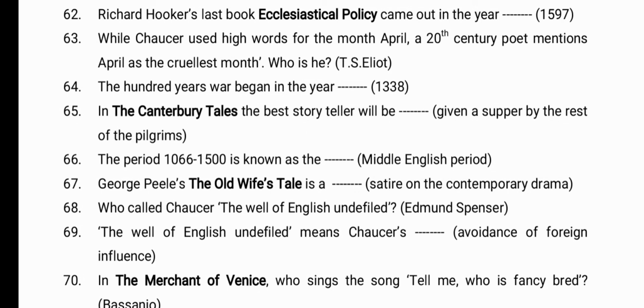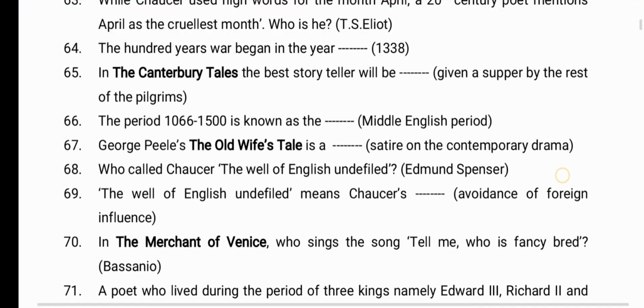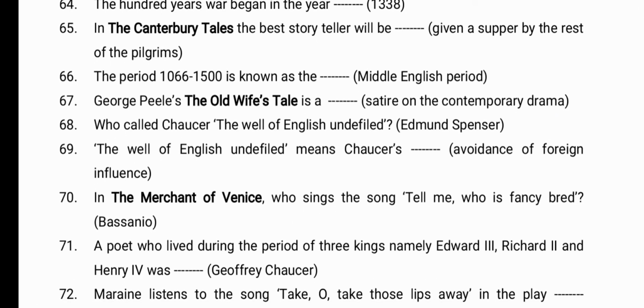While Chaucer used April in high verse, which 20th century poet mentions April as the cruellest month? Who is he? T.S. Eliot. The Hundred Years' War began in the year 1338. In the Canterbury Tales, the best storyteller will be given a supper by the rest of the pilgrims. The period 1066-1500 is known as the Middle English period.